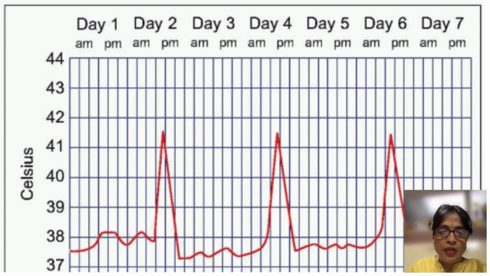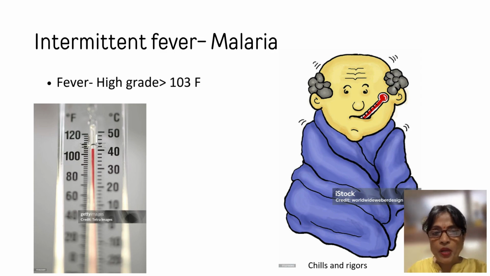So this is an intermittent fever. See, you have this fever spike on day 2, day 4, day 6. So every 48 hours there is a fever spike, and so this is called the intermittent fever, and which is very characteristic of malaria. But along with that, if the patient has severe chills and rigors, it's more suggestive of malaria.